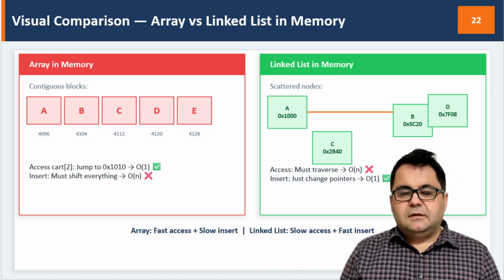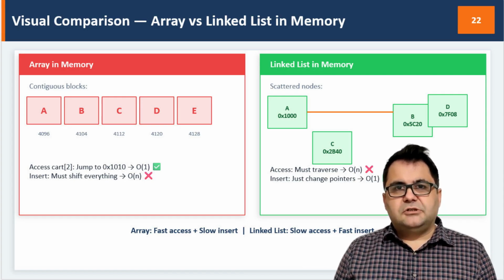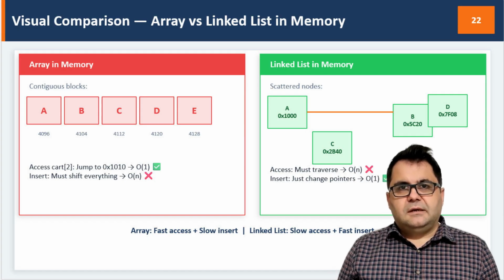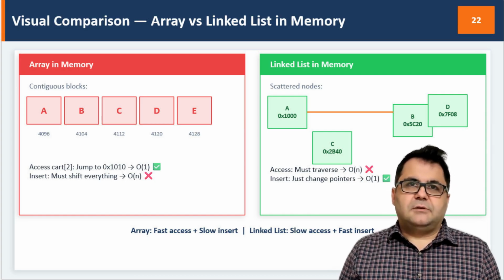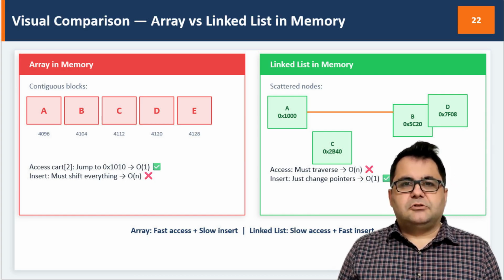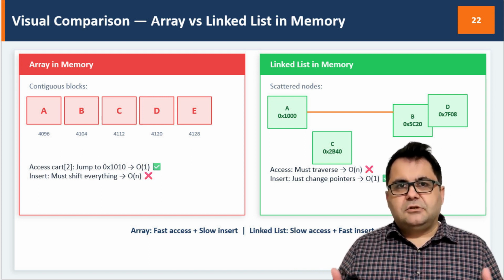Access the third node, no indices exist. Must start at A and follow pointers to B to C, that's O(n) slow. Insert, just change pointers, O(1) instant. This is the fundamental trade-off. Array gives you fast access but slow insert-delete. Linked list gives you slow access but fast insert-delete.